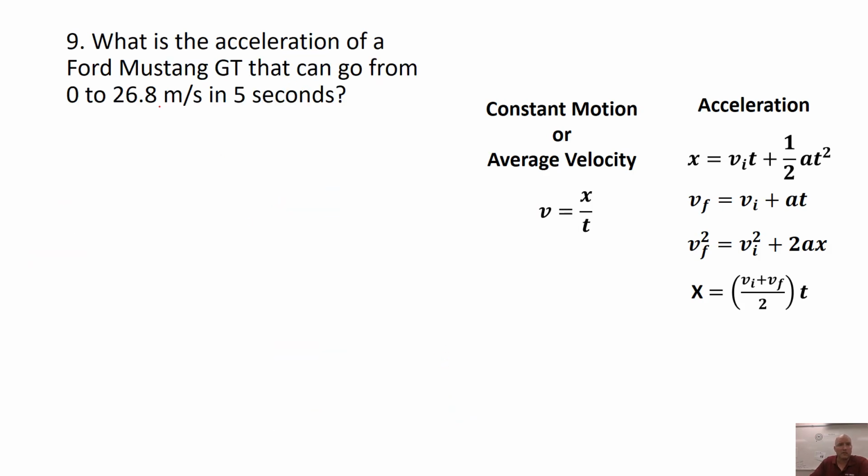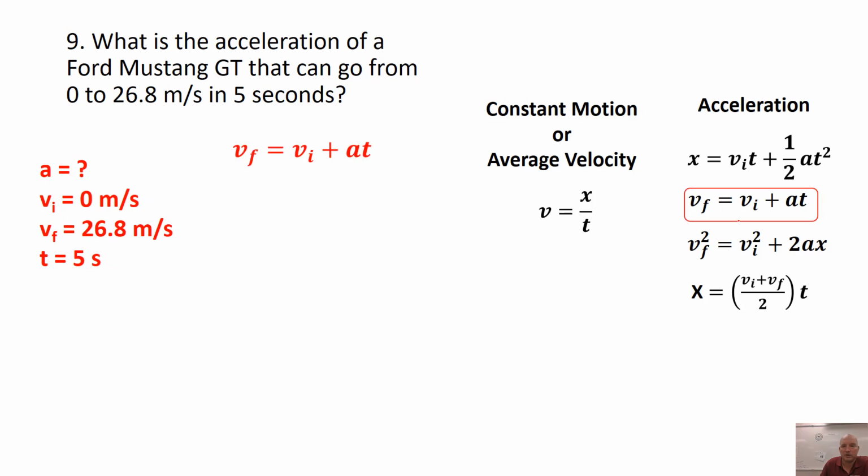What is the acceleration of a Ford Mustang GT that can go from 0 to 26.8 meters per second in 5 seconds? So what's acceleration? A question mark. From rest, or 0, to 26.8 meters per second. And the time takes us 5 seconds. There's only one equation with those variables: a, vi, vf, and t.